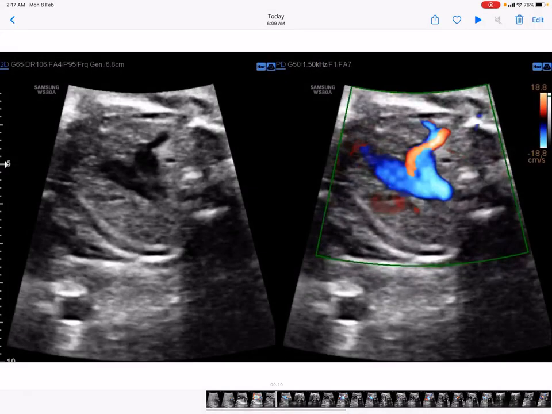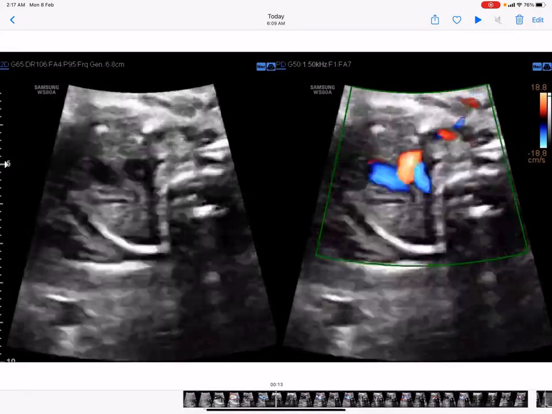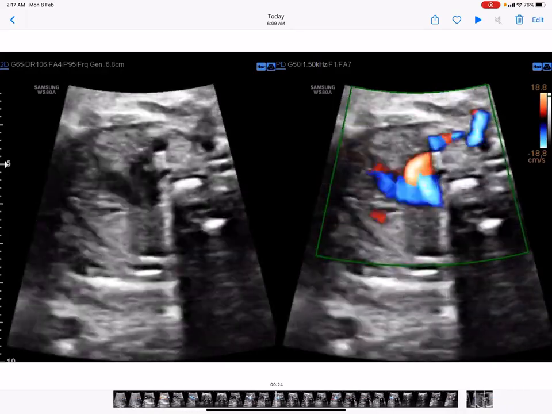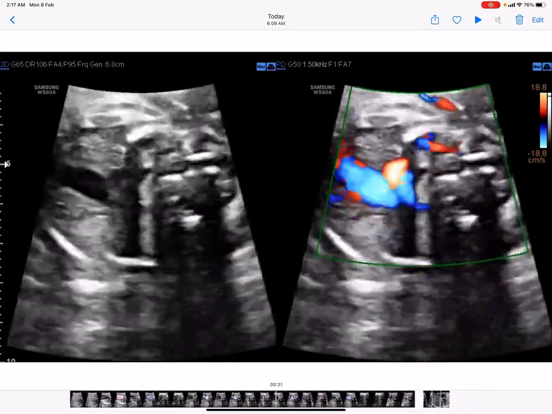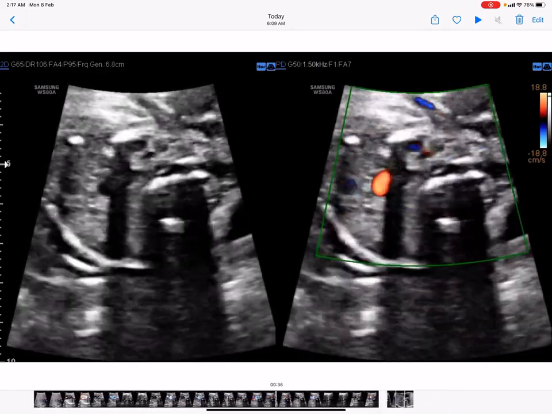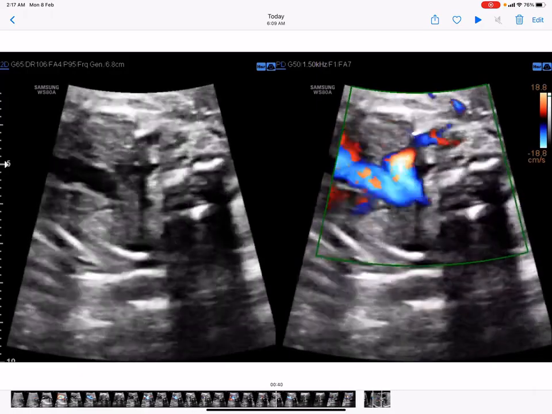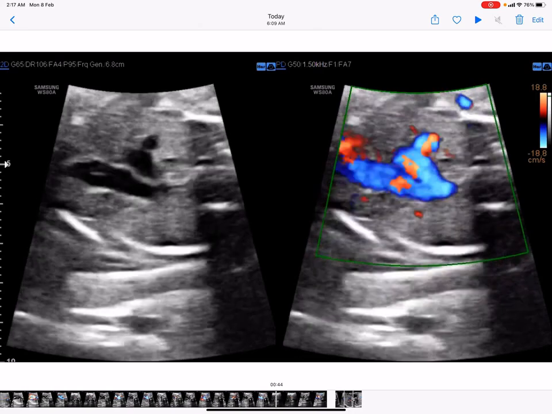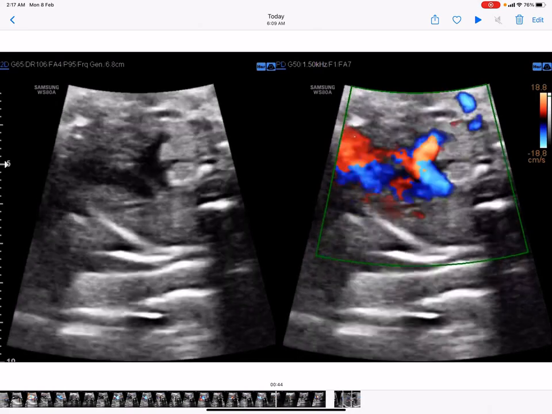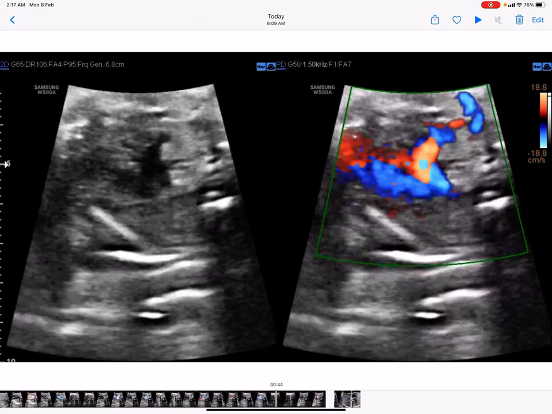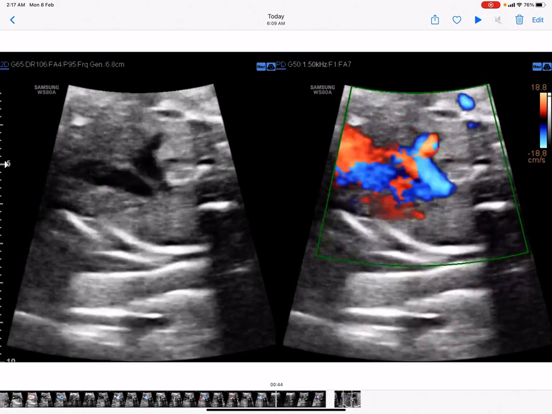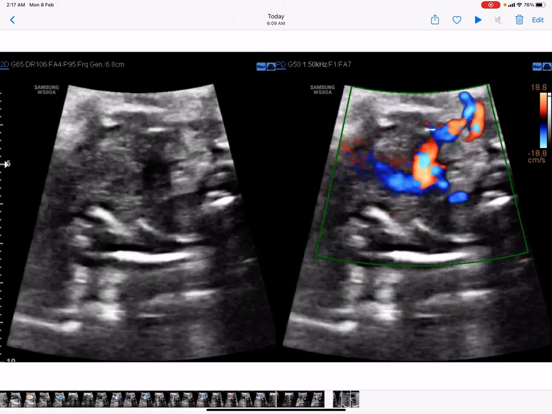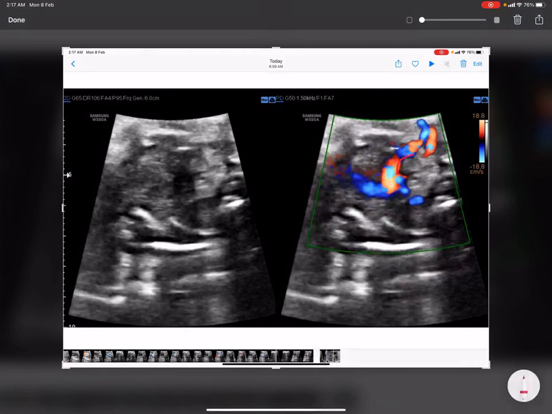Okay, and now we move even cranially. Now as you move even cranially, then we can see this structure. This structure over here is nothing but a right subclavian artery. Can you see the right subclavian artery? Okay, this is the right subclavian artery. This is the right subclavian artery. Okay, this is the normal right subclavian artery.